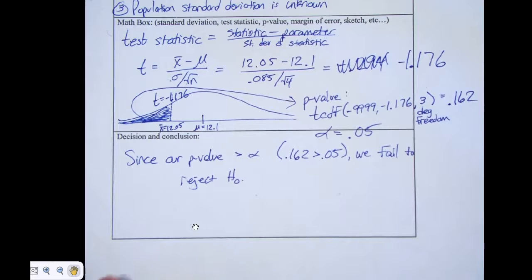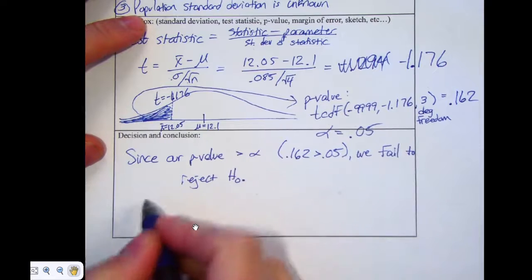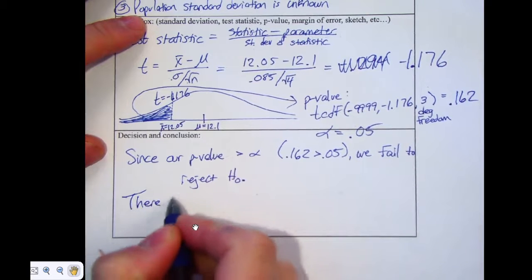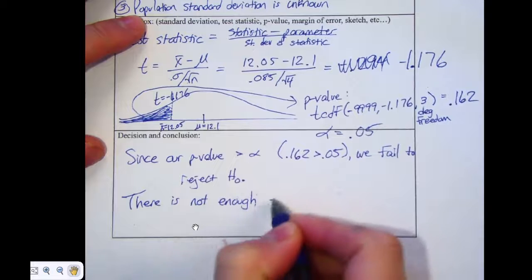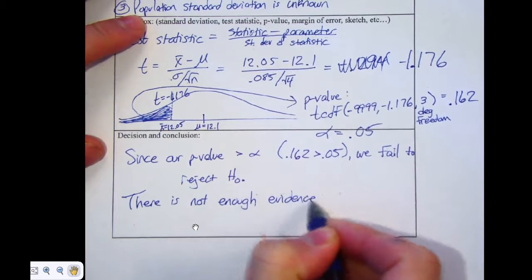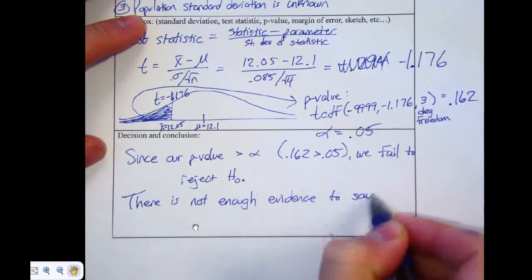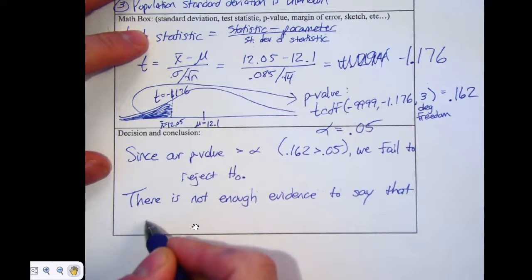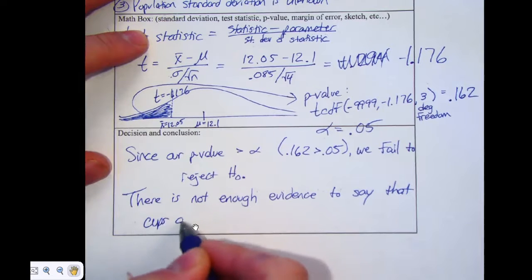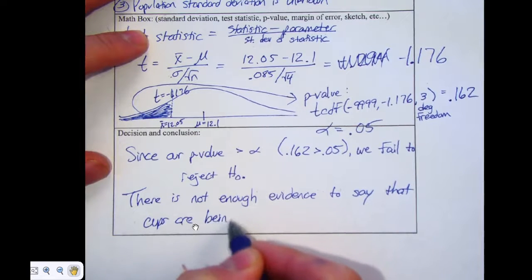Okay, so does that answer your question? So we fail to reject H0. There is not enough evidence to say that cups are being underfilled. You're just putting it in context.